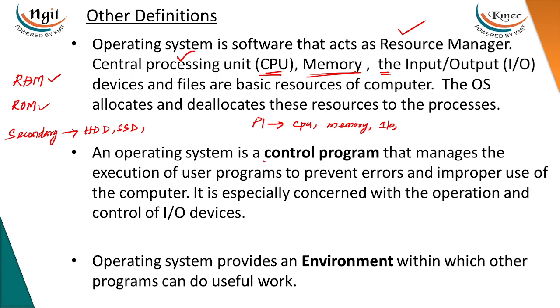Next, it is also called a control program, which is used to manage the execution of processes. If there are any errors, it will find them. Especially it concerns the control of IO devices. How many input output devices are assigned to a process, how many CPU cycles are assigned to a process, and how the process is executing, from which device the process is moving, everything is controlled by the operating system. How these resources are managed and controlled, and how program execution is controlled by the operating system, we'll discuss in later chapters. Operating system provides an environment within which other programs can do useful work. That is also one definition of operating system. Here we are discussing only definitions. The detailed explanation will be discussed in the coming units.